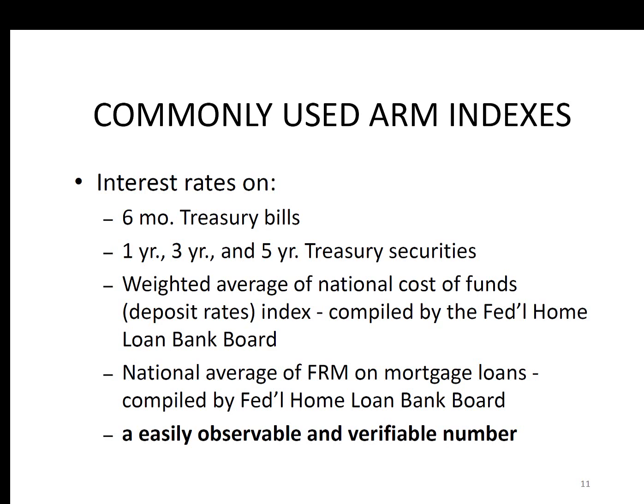So the key idea for the index of the adjustable rate mortgage is that it should be an easily observable and verifiable number. As a borrower, at the date for the rate adjustment, you could wake up and check those rates online to see what interest rate you will be paying for the incoming period.